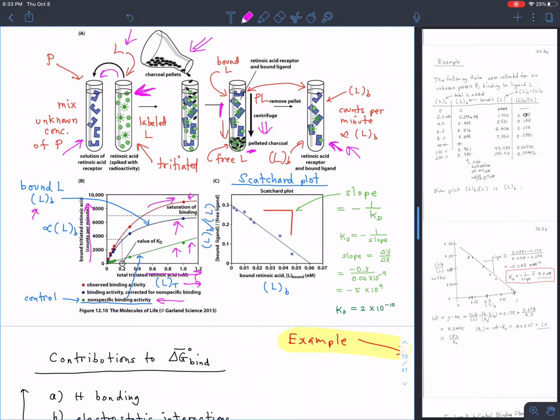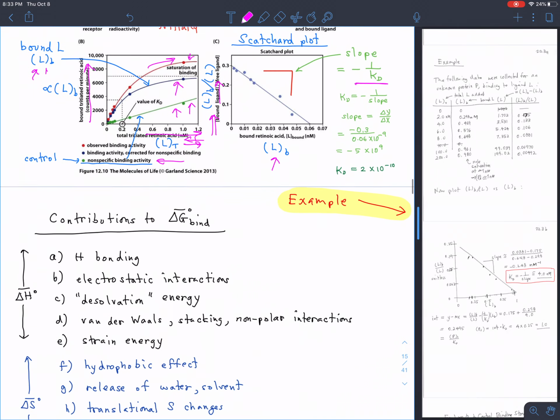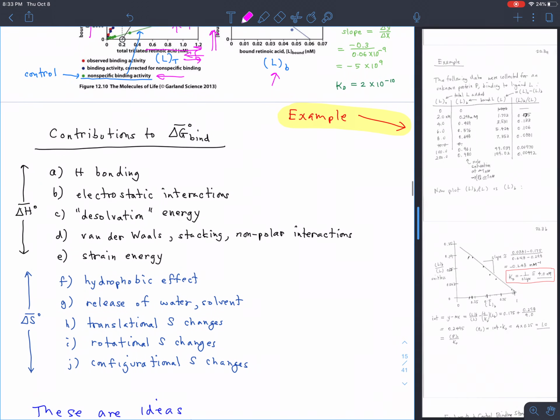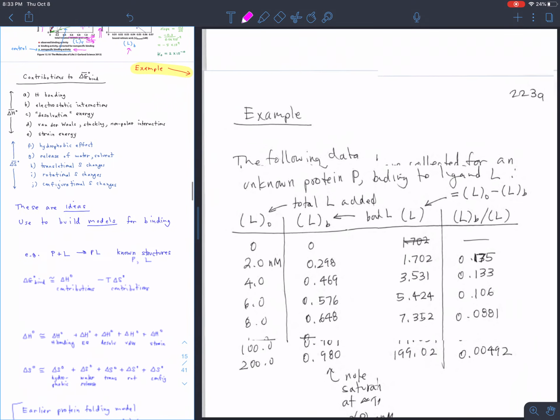Now you can subtract the bound ligand from the total ligand, get the free ligand, use that to calculate the bound to free ratio, put that on the y-axis, plot that versus the total amount of bound ligand, and that should give you your scatter plot with a slope of -1 over KD. Let's do an example. And to do that, I'm going to go back over to the old notes over here.